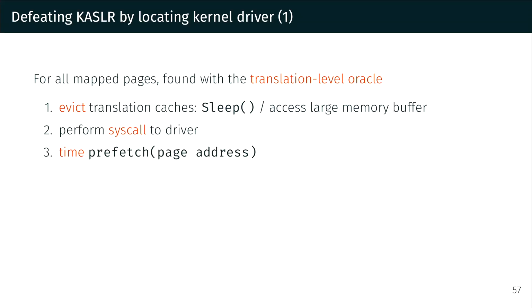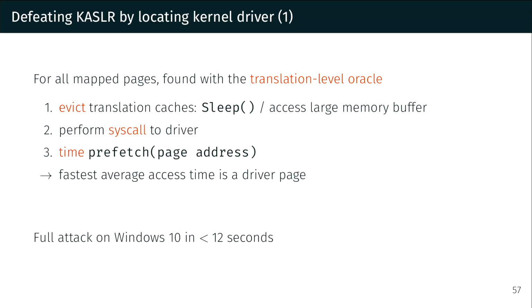And then we just measure the time prefetch takes on this address. And in the end, the fastest average access time is the driver page. So we can mount this attack on Windows 10 in less than 12 seconds. So we can defeat KASLR in less than 12 seconds, which is very nice.